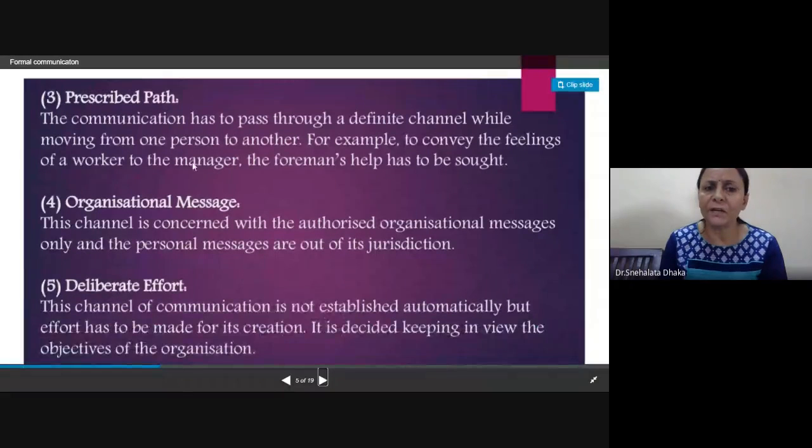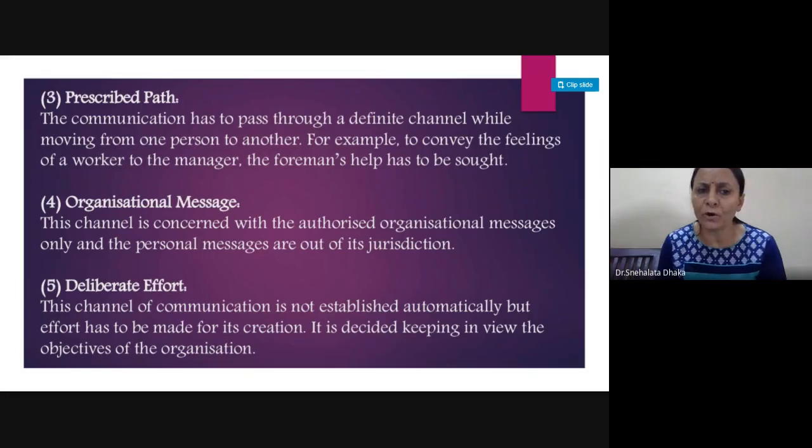Now, the prescribed path that we have discussed, then also formal communication has the tone of the organizational message. Okay, what is the common objective of the organization? That is always kept in mind in all the formal communications which happen in that organization in day-to-day life. Okay, all the work is in tune with that organizational message.